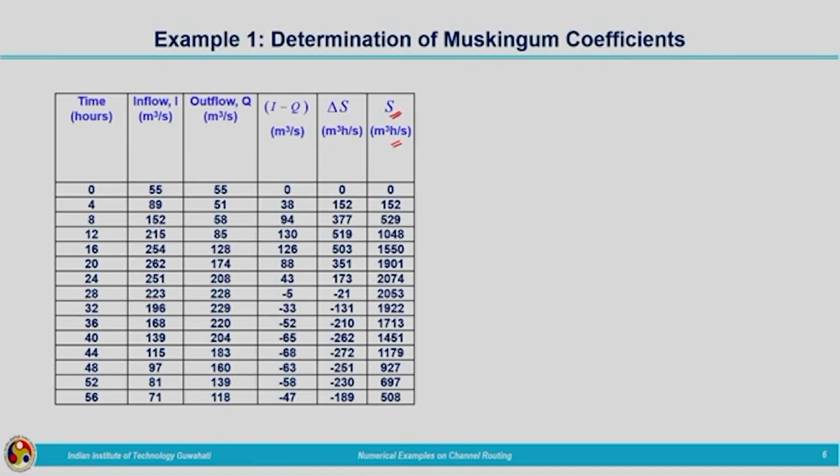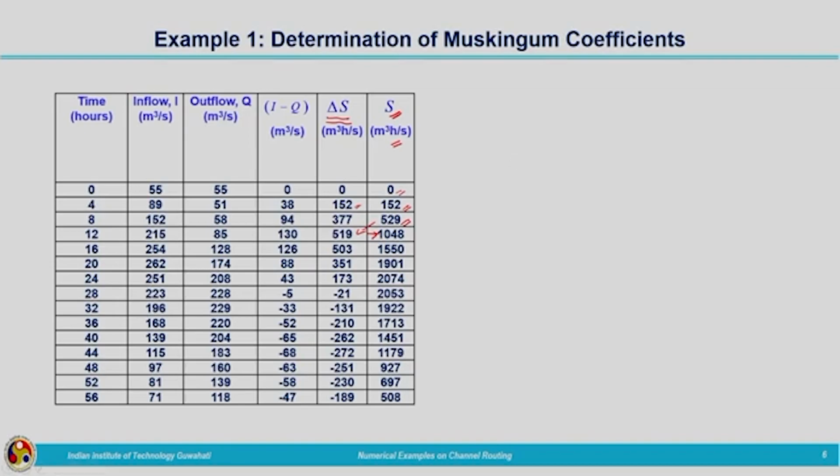So, that is obtained by taking the cumulative value in this column corresponding to delta S. Initial value will be 0. 0 plus 152 will be giving you 152, and then 152 plus 377, it will be giving you 529. That way these values will be added up to get the corresponding storage value. So, now we are having the storage value.